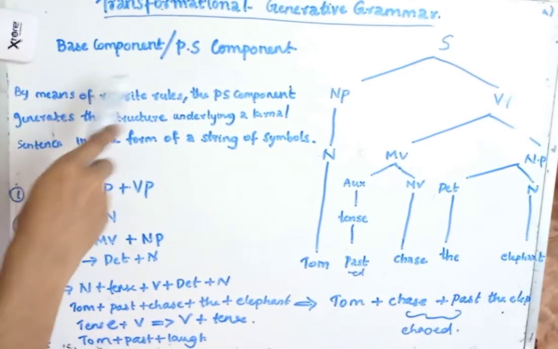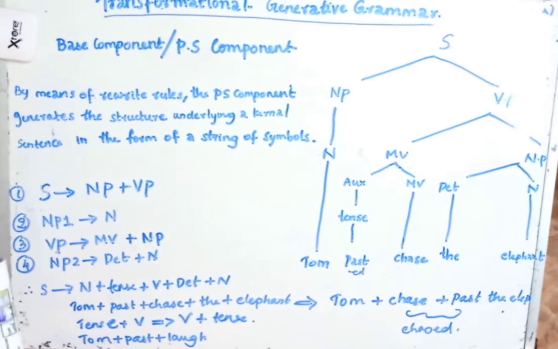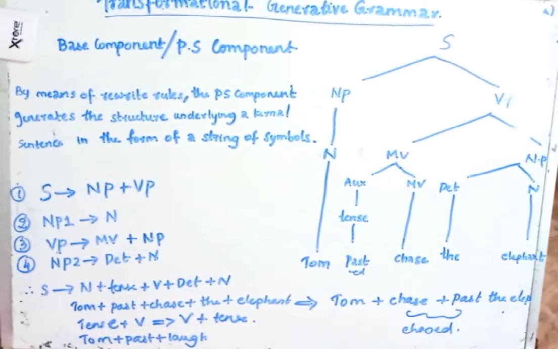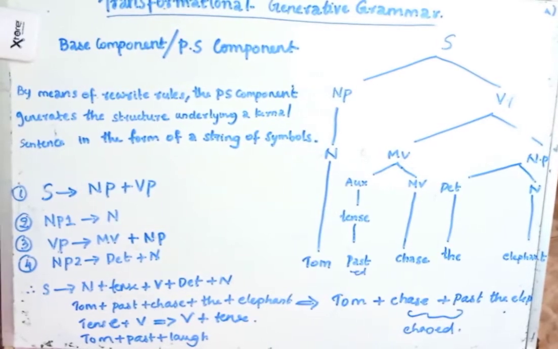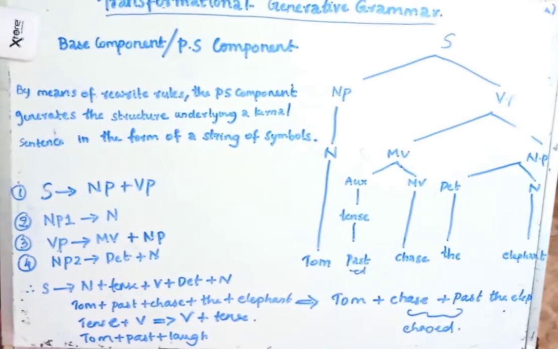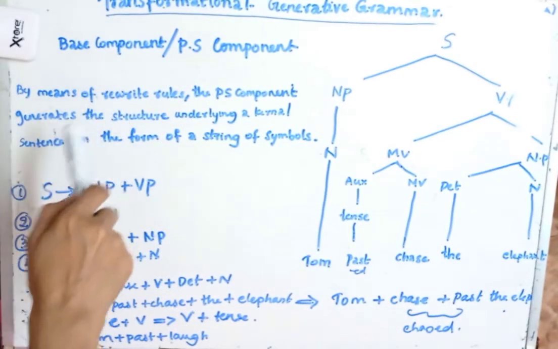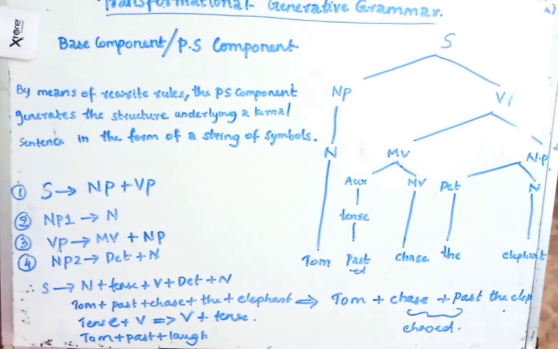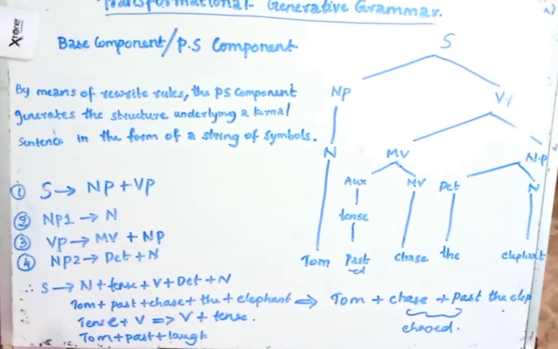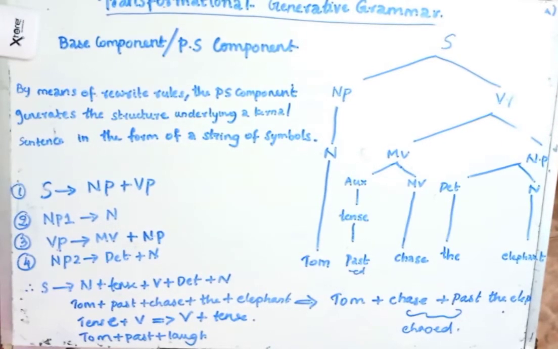Now, the base component or PS component and the morphophonemic component are obligatory, which means that whenever you are analyzing a sentence using a TG grammar, these two components are obligatory. It is essential to use them, it is essential to derive them. But when it comes to the transformational component, some of the rules are obligatory and others are optional. For example, affix switch is a transformational component.